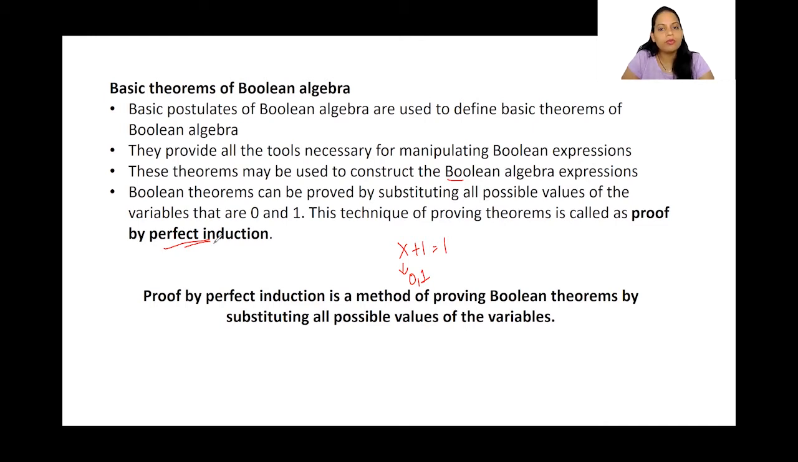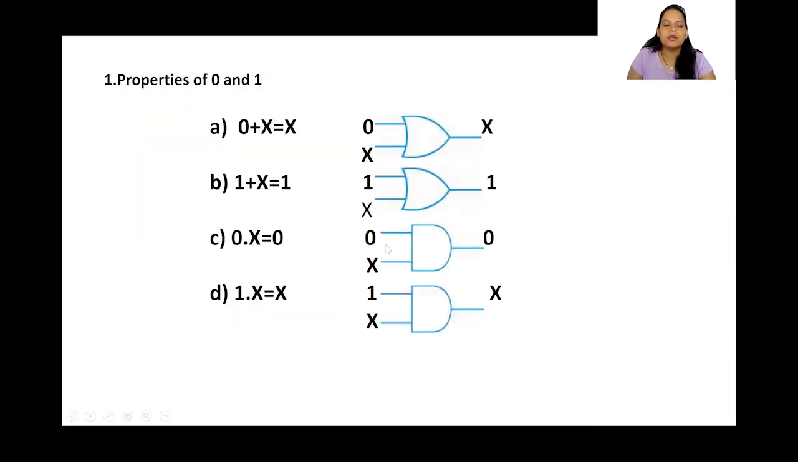Now what is this proof by perfect induction? It's a technique where we substitute all the possible values of a given variable. If we use that method, then we call it proof by perfect induction. Here you can see a definition: proof by perfect induction is a method of proving Boolean theorems by substituting all the possible values of a variable, like I said before. I hope this is clear. So let's move on to the first rule.